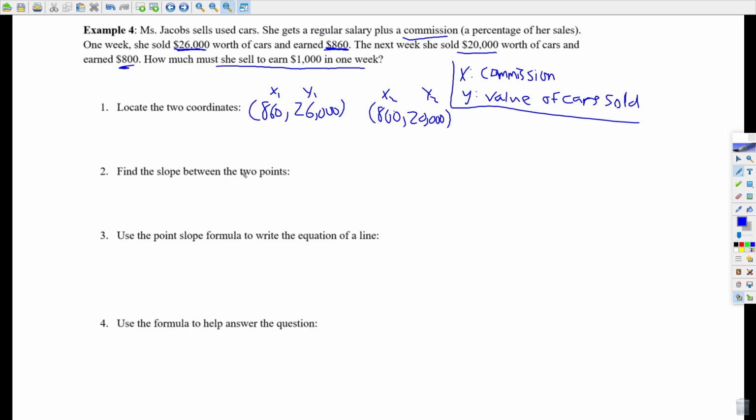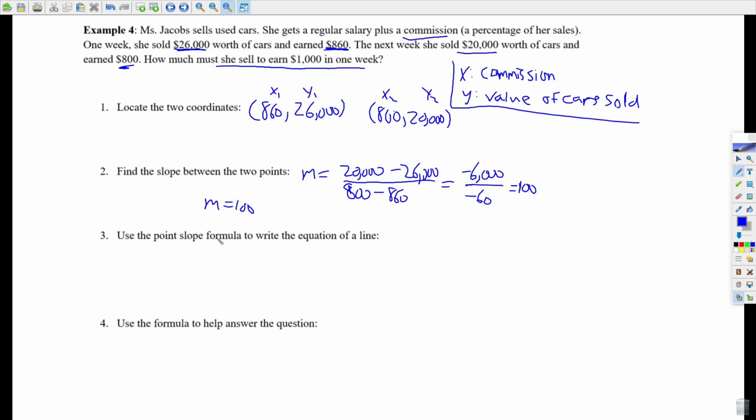All right, now we have to do the slope, which is step 2. Find the slope between our points. So Y2 comes first. It would be 20,000 minus 26,000. Those are the Y's subtracted. And then it would be 800 minus 860. So the top becomes negative 6,000. The bottom is negative 60, which actually comes out to be a fairly good number if you divide 6,000 by 60. And the 2 negatives cancel out, so it's 100. So this is your slope, right? M equals 100.